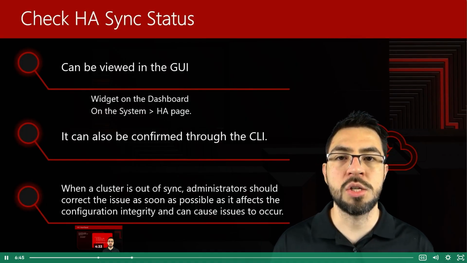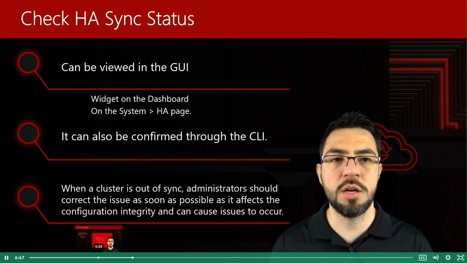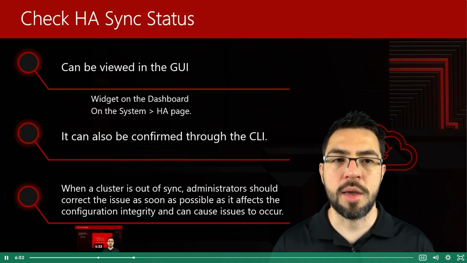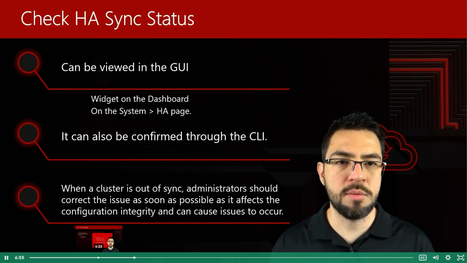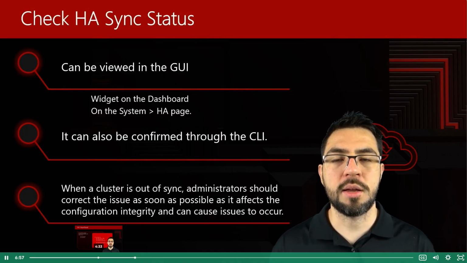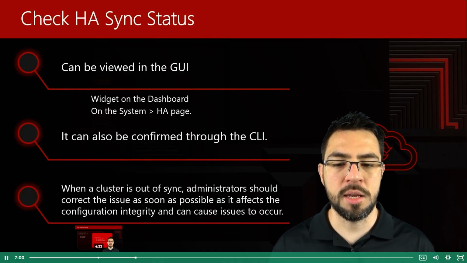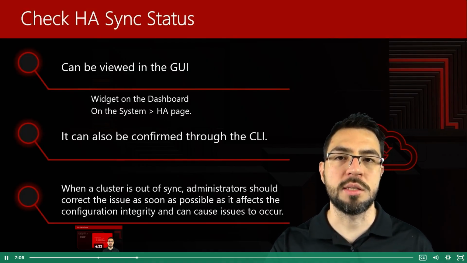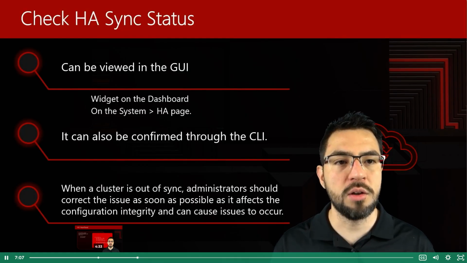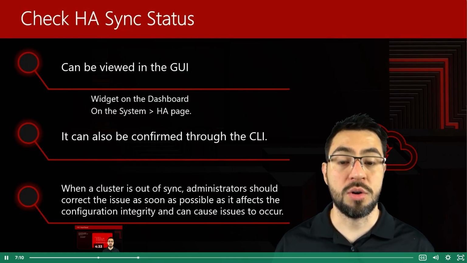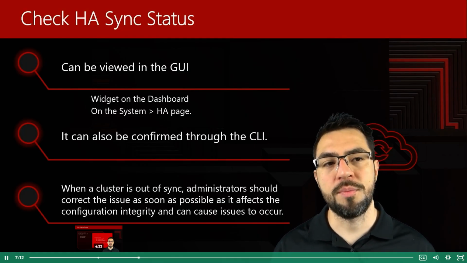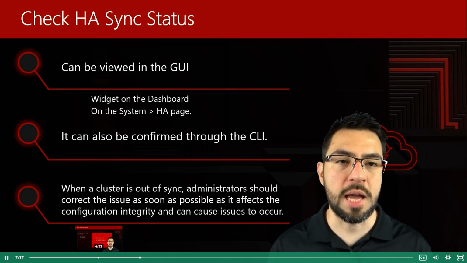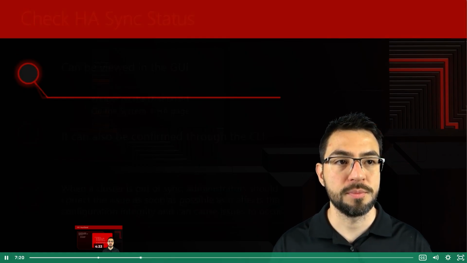We can check the HA status of our cluster through the GUI under System and HA. We're going to see that in the lab. We can also do it through the CLI, very simple. When the cluster is out of sync, meaning it's not able to have the same information on the sync tables or configuration files, there are a few ways that we can try to force that sync, but we need to make sure both units are in sync so we can have a smooth transition.